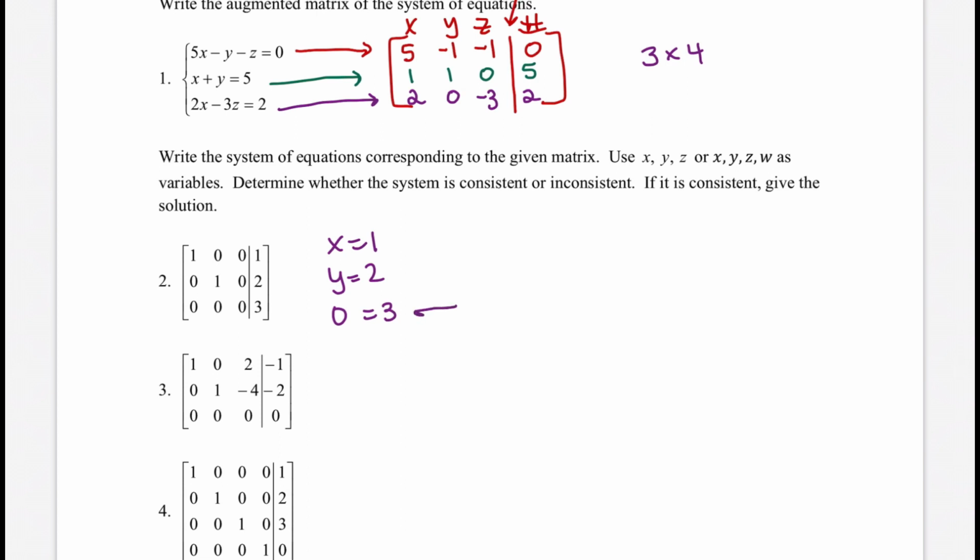This is inconsistent. That doesn't work. So this would be a no solution.